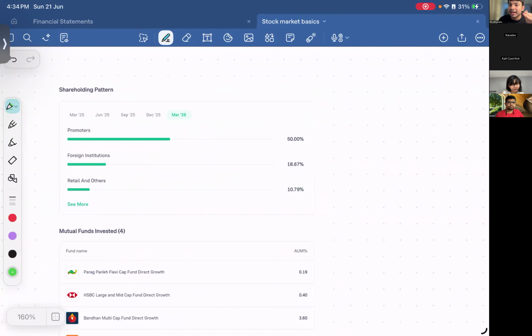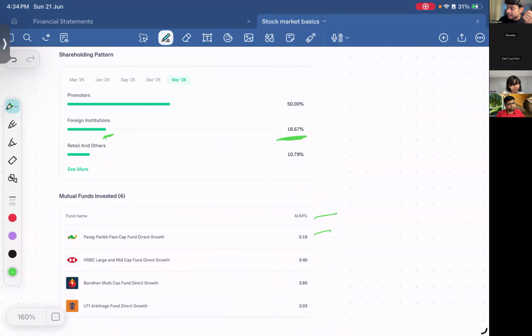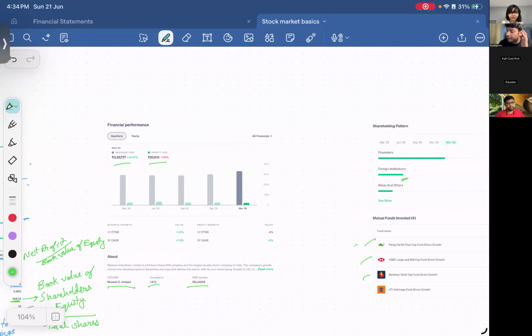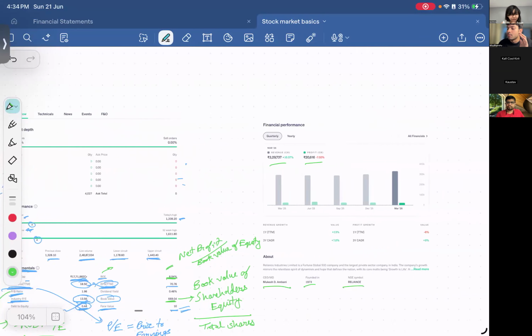But if you want to deep dive into the company, maybe it helps to know that 18% of Reliance is actually owned by foreign entities. Sure. And then you can also see what mutual funds it's invested in, or mutual funds have invested in it rather. Okay. So that's pretty much the real fundamentals of stock markets.